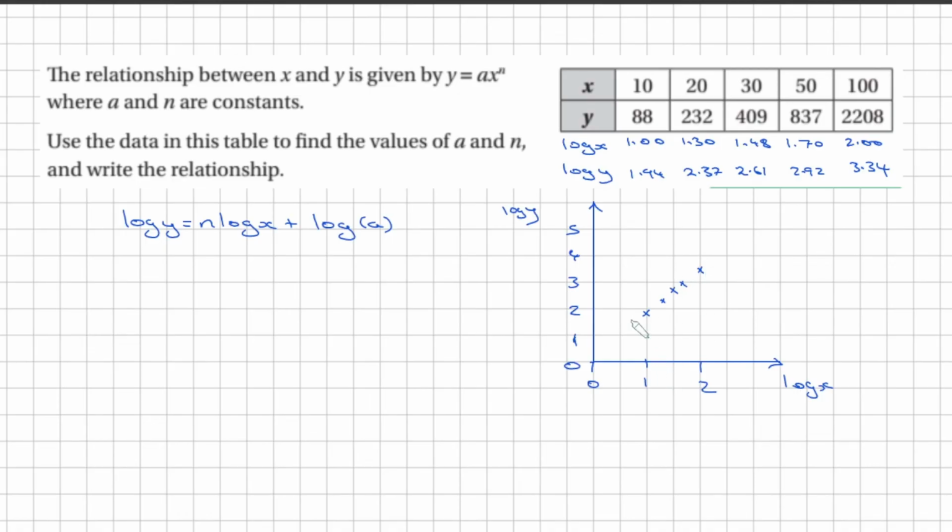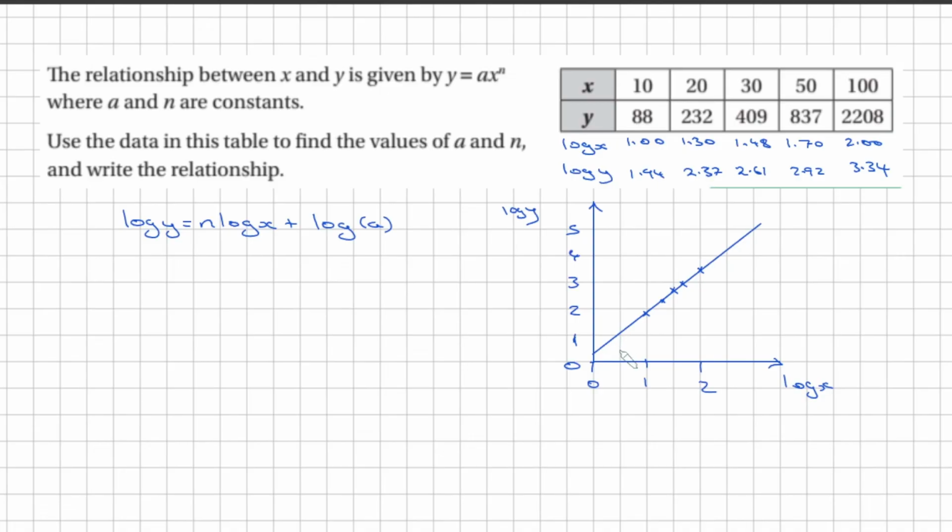Okay, so it's ended up all clumped together because I haven't drawn it very well. But we can clearly see it's forming a straight line. That's not difficult to identify, and hopefully that's given us enough information to work out what a and n are supposed to be.